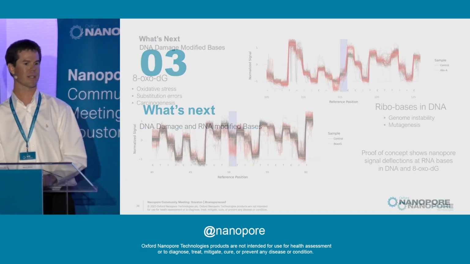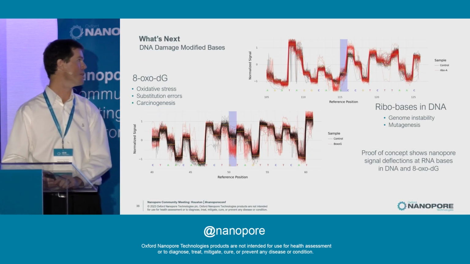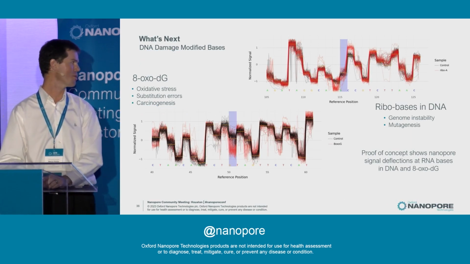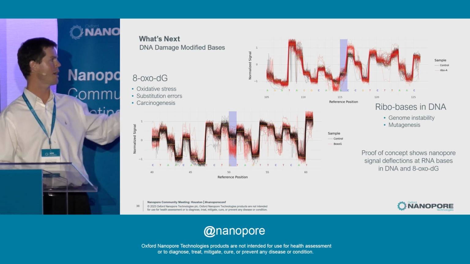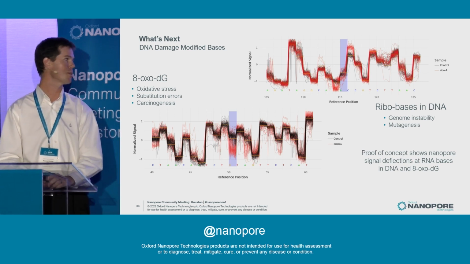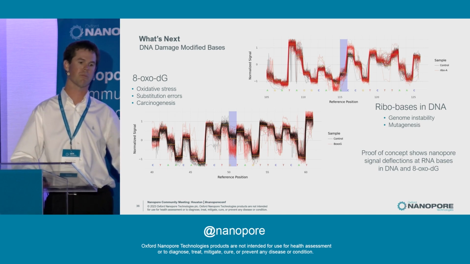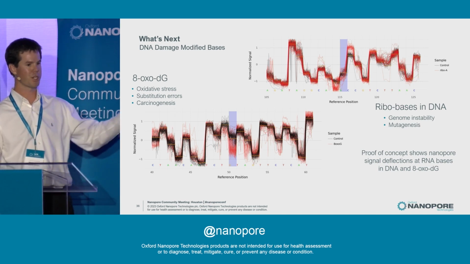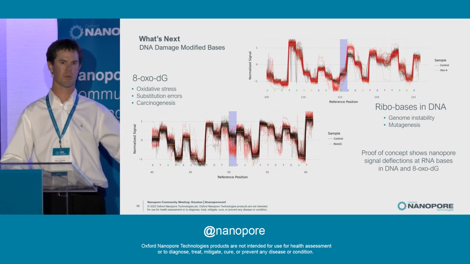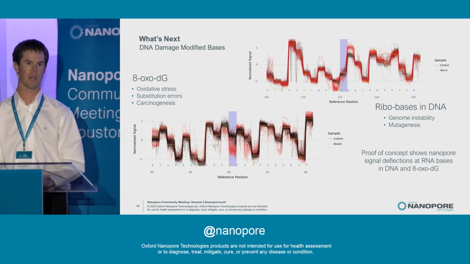All right, so what's next? So we have DNA damage. 8-oxo-G shows up in oxidative stress, and ribobases in DNA, which has shown genome instability, and we've done proof of concepts, and we're working towards models for these. So we've shown that you get signal deflections in these, and we're working towards getting models created for these.